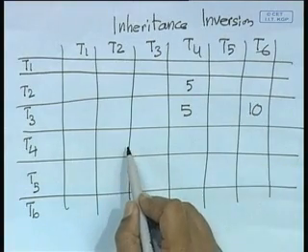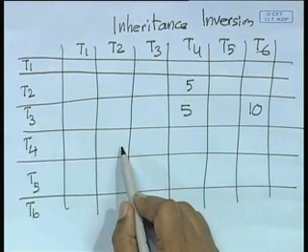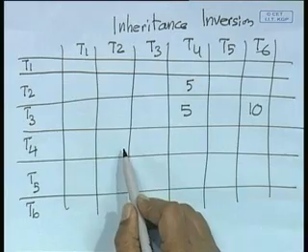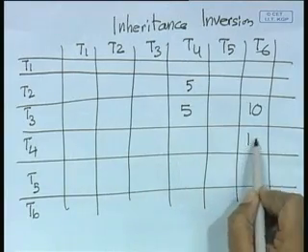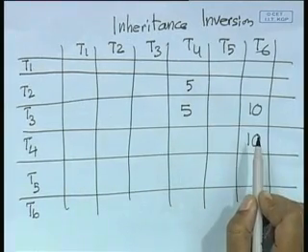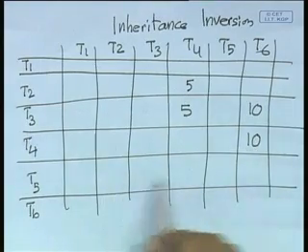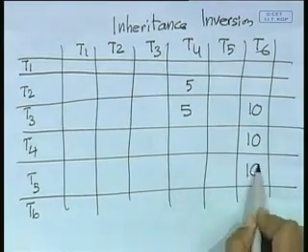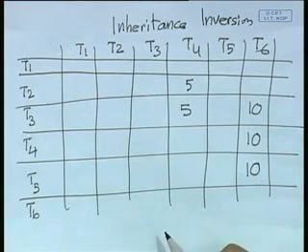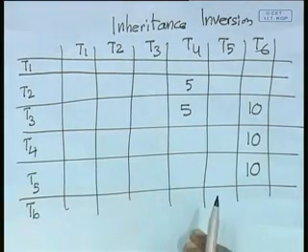And T4 will undergo due to T6 for 10 milliseconds, and T5 and T6 will undergo due to T6 for 10 milliseconds. So, this is the inheritance inversion table.